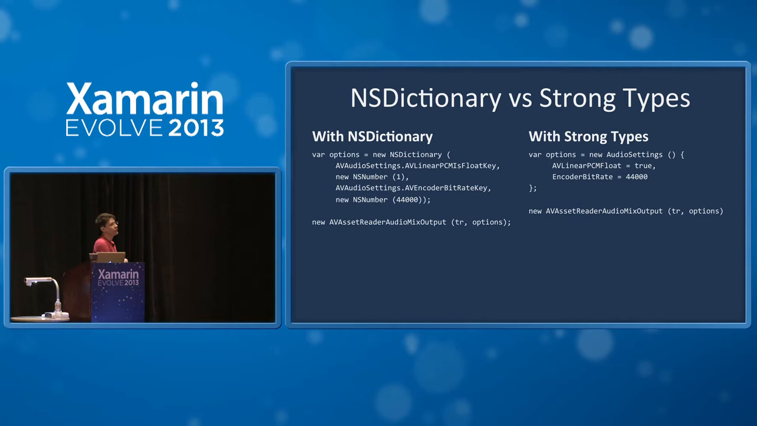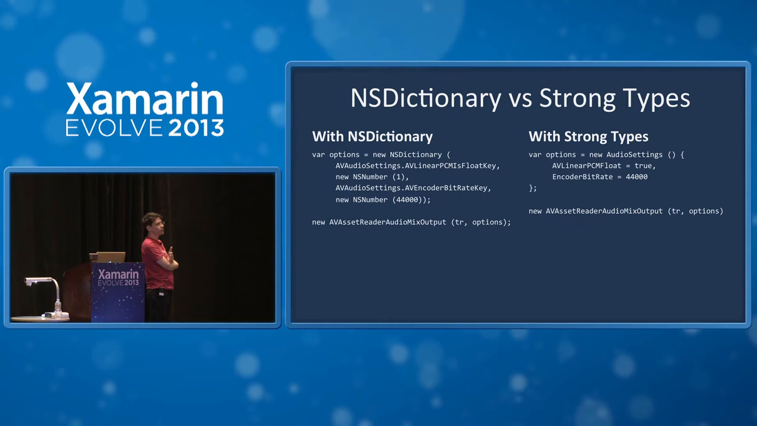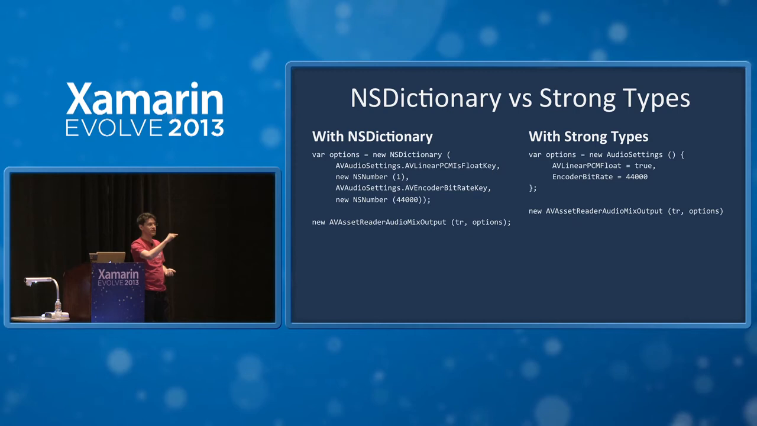In this particular case, I'm configuring some audio settings, right? And if you get any of these things wrong, that's when the errors happen. If you get a typo, or the wrong key, sometimes people are tempted to not use those constants, like AV audio settings, AV encoded bit rate key. Sometimes they went to Stack Overflow and found a sample that just had a string. They copy-pasted it and the string is wrong.